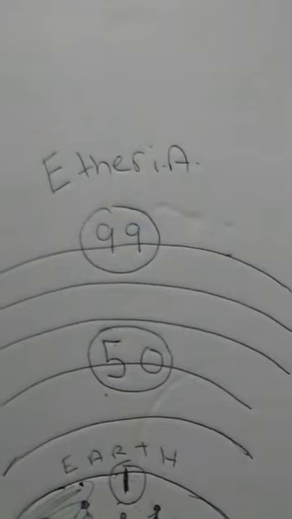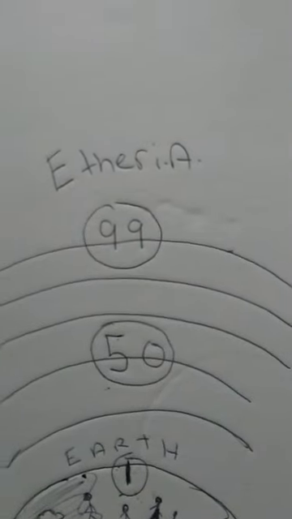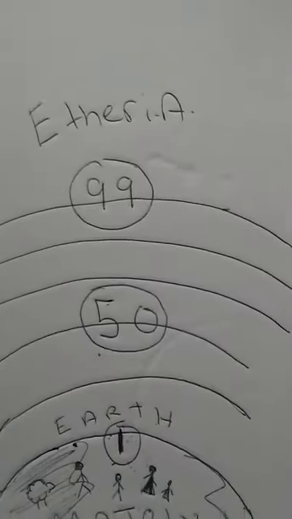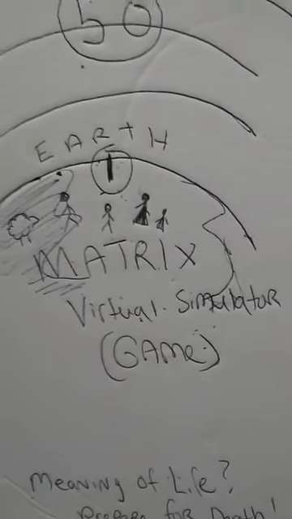But some of us have left the ether, and we have descended down to the lowest dimension, which is Earth. And we've been busting our ass trying to get back to our natural home of Etheria, where the angelic beings live. So how in the hell did we descend from Etheria all the way down to this Earth, which is this matrix, which is this virtual simulator God game? How in the hell did we get down here?